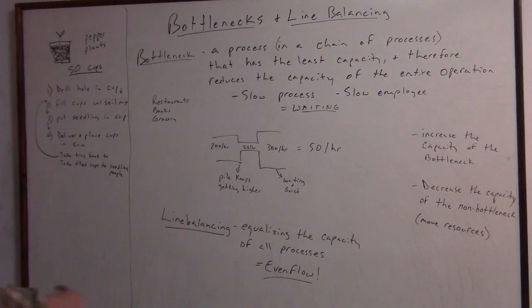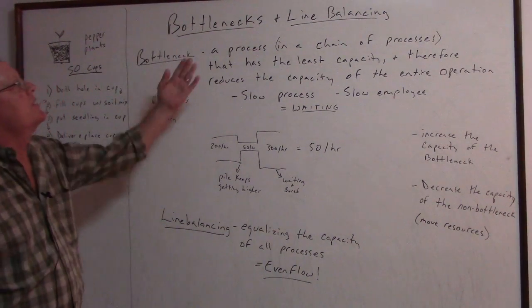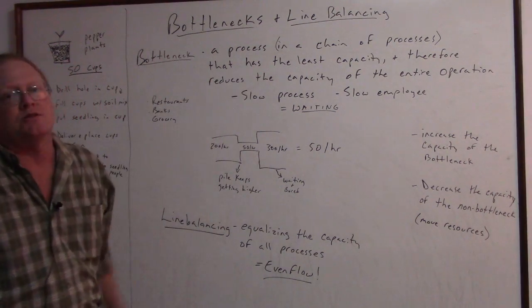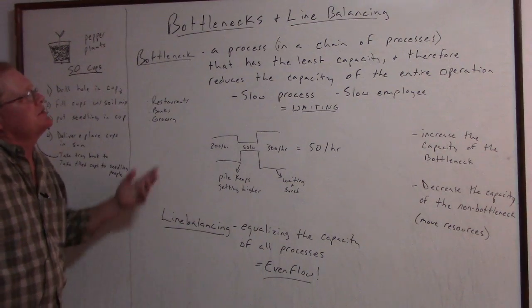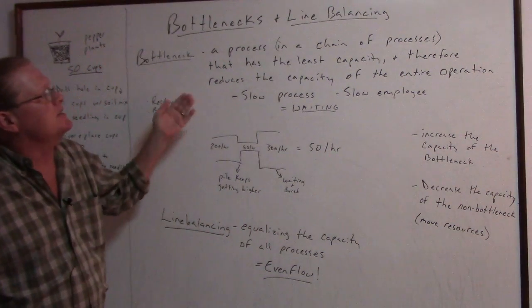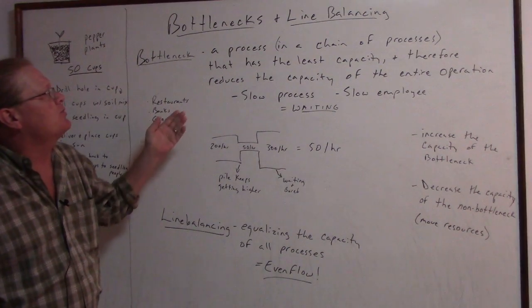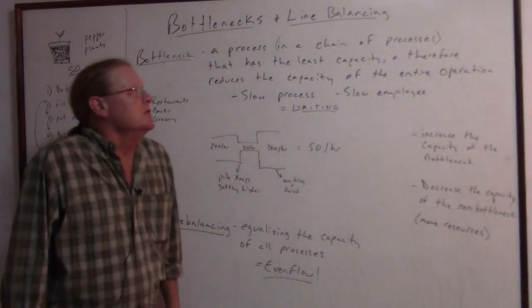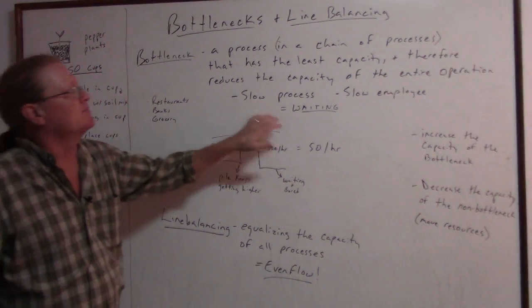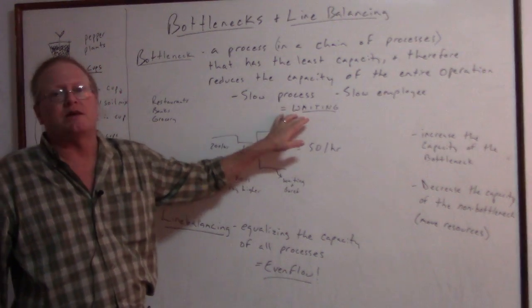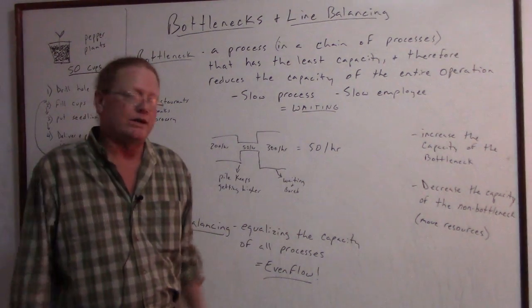All right, we got two concepts to talk about. Bottlenecks, and what do we do with bottlenecks? We try to balance our line. A bottleneck is a process in a chain of processes that has the least capacity and therefore reduces the capacity of the entire operation. So we have a slow process or maybe a slow employee, and that makes everybody else in a position of waiting.